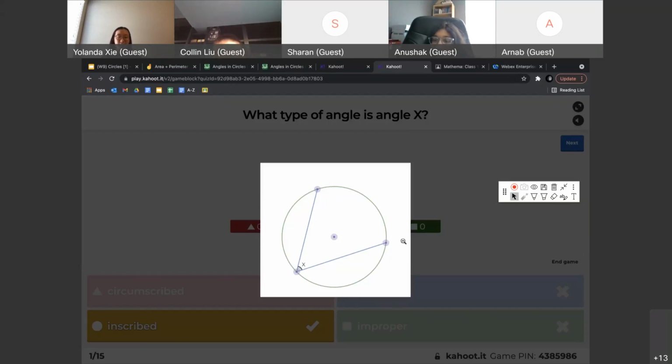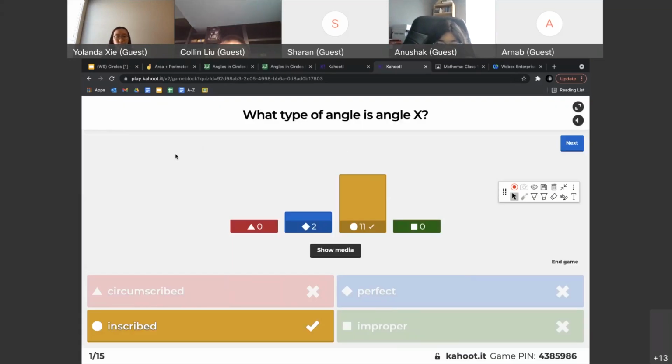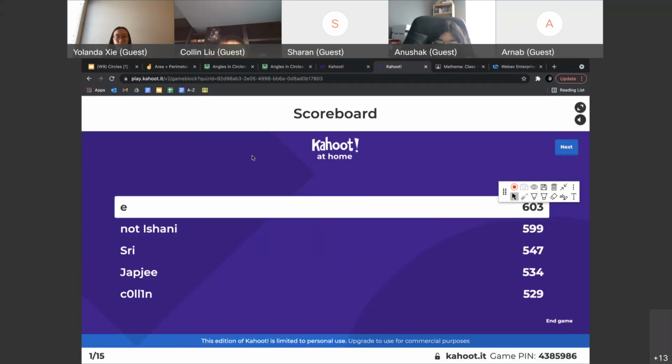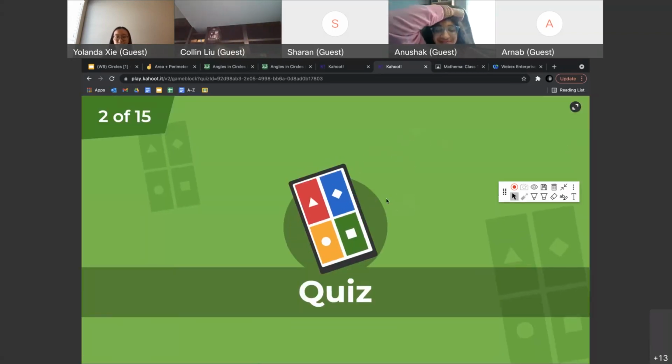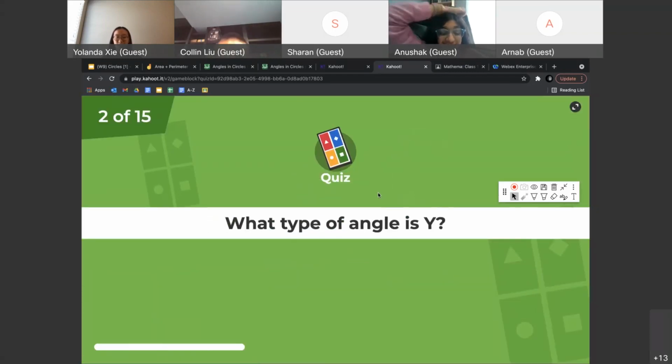Angle X here is an inscribed angle. So inscribed angles have 3 points that are all on the edge of the circle. All right, so it looks like E is in first place, followed by Ishani, and then Shri. What type of angle is Y?